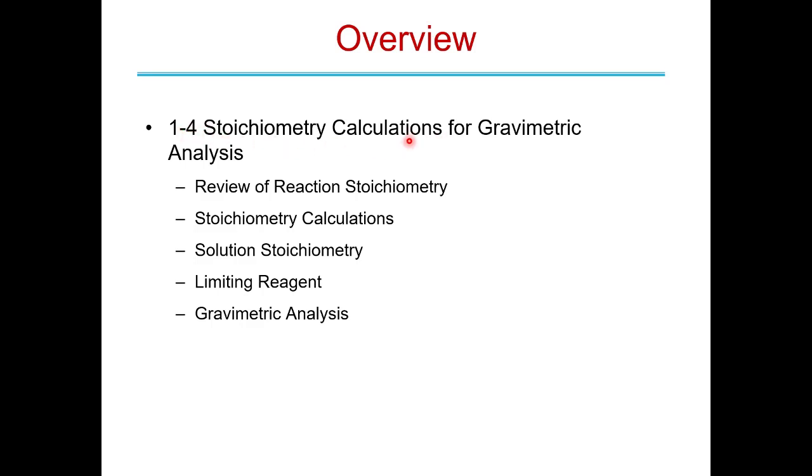Along with this, we're going to learn about an application in analytical chemistry called gravimetric analysis. This is a class of various methods that we can use to do analysis for certain types of analytes. And it gives us a good chance to practice some of these stoichiometry calculations.